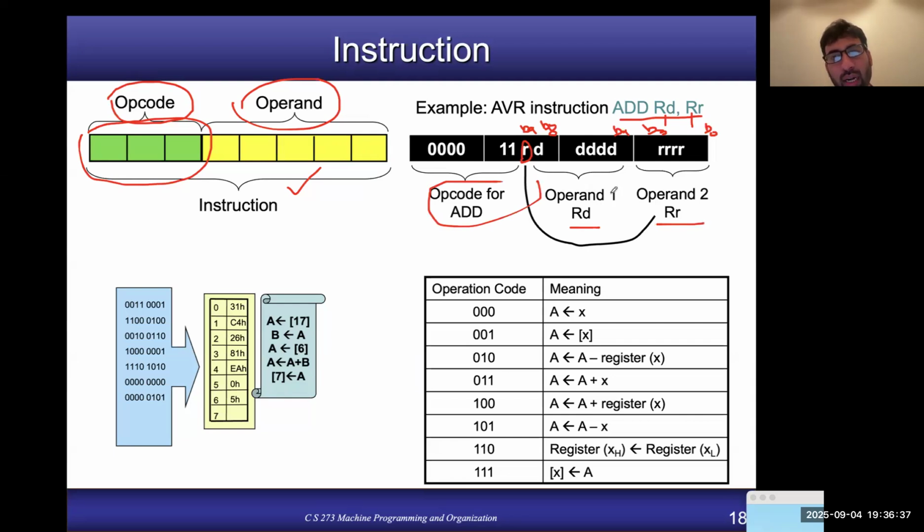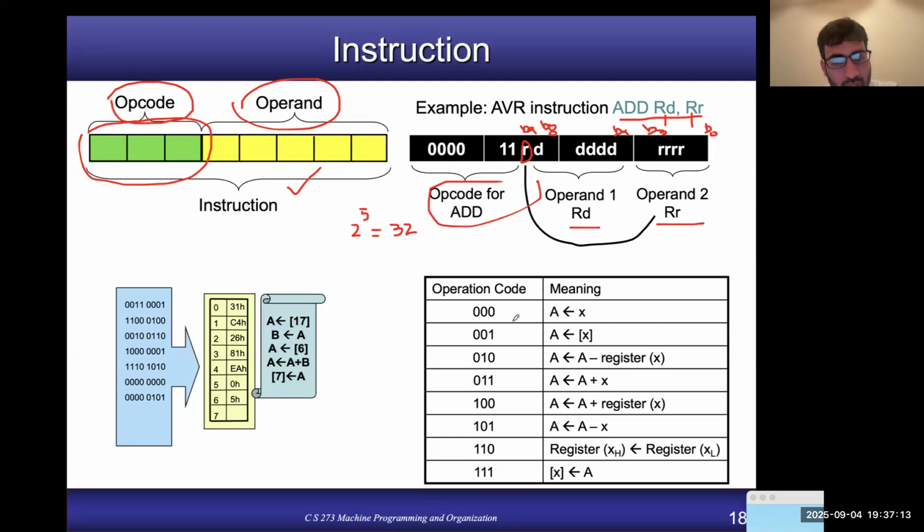Remember that the add instruction can take as input any of those 32 general purpose registers in the AVR microcontroller. So if we have 32 general purpose registers, how many bits do we need to specify? We need 5 bits, right? How? Because 2 raised to power 5 is what? 32. So it means we need 5 bits to address 32 different registers. That's why we have 5 bits for the destination register and 5 bits for the source register. Okay.